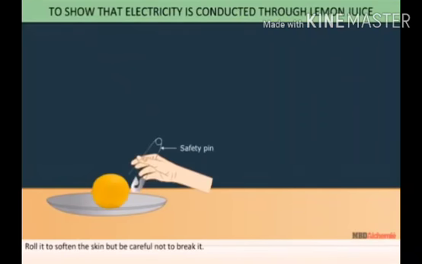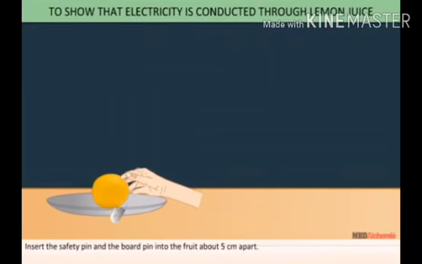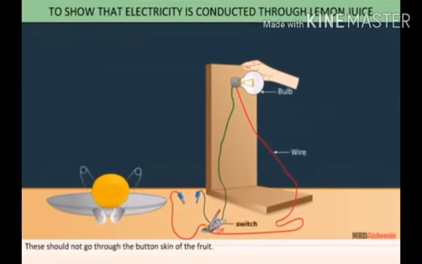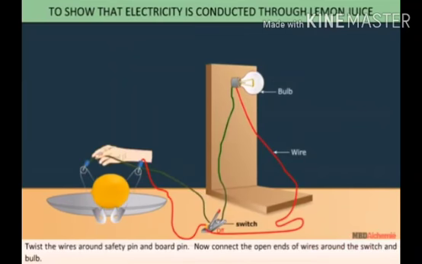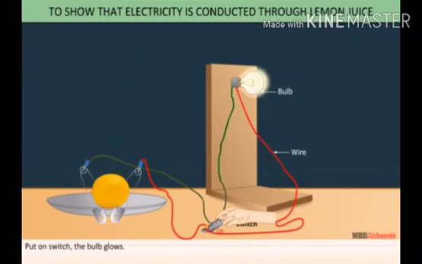Take a lemon. Roll it to soften the skin, but be careful not to break it. Insert the safety pin and the board pin into the fruit about 5 cm apart. These should not go through the outer skin of the fruit. Twist the wires around the safety pin and board clip. Now connect the open ends of the wires around the switch and bulb. Put on the switch. The bulb glows.